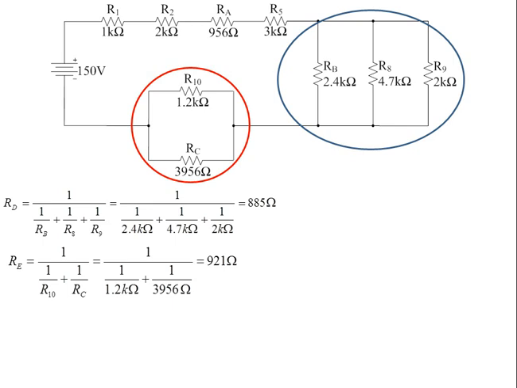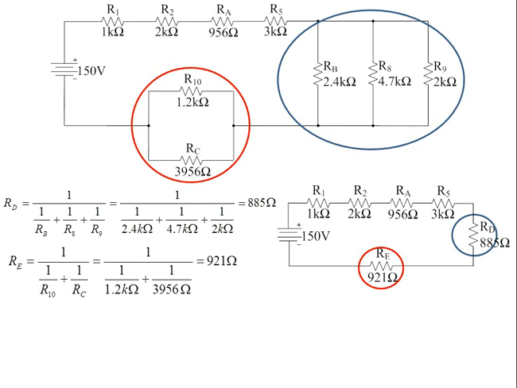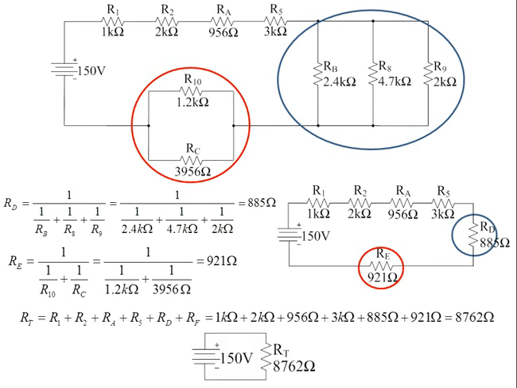This leaves us with the circuit shown here on the right, where now we have all resistors in series, and we can simply add these resistor values R1, R2, RA, R5, R9 and RE to get the total resistance of this circuit, which works out to be 8,762 ohms.